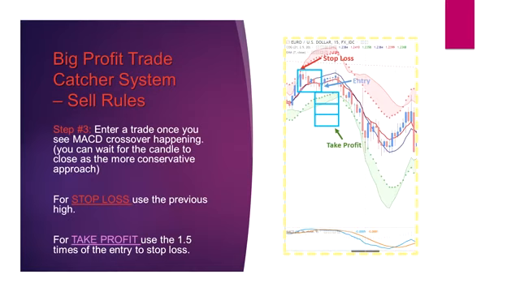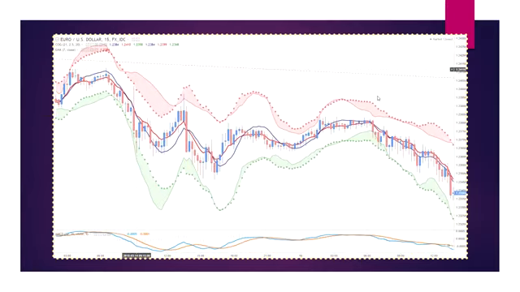Again, you can wait for the candle to close as the more conservative approach. For stop loss, in this case, use the previous highs. And for take profit, again, use 1.5 times the entry to stop loss distance. After we get this crossover and this crossover, we can enter a short trade by using the previous highs as our stop loss, and 1.5 times that distance would be our take profit.